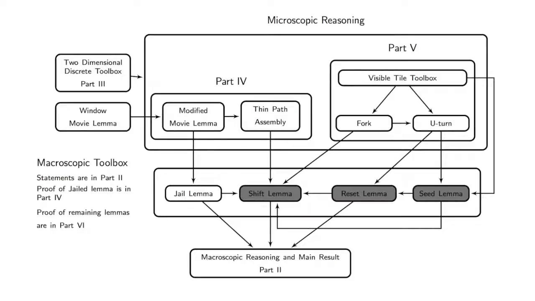In Part 6, we conclude by proving the 3 remaining macroscopic lemmas. Their proofs are consecutive. The reset lemma is required for the shift lemma and the seed lemma is required for the reset lemma. With this approach, the difficulty increases along the article. Also, this presentation allows us to introduce the different tools one by one and to illustrate them in simple cases before moving to the hardest ones.